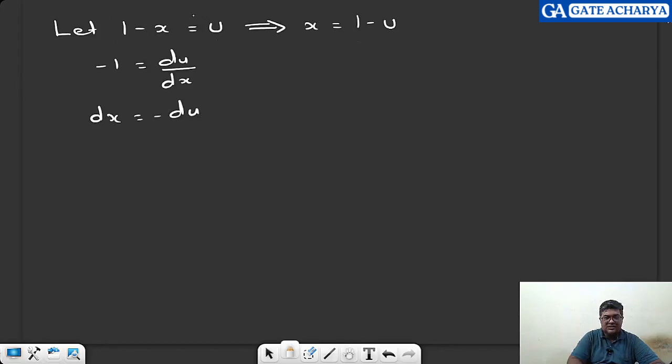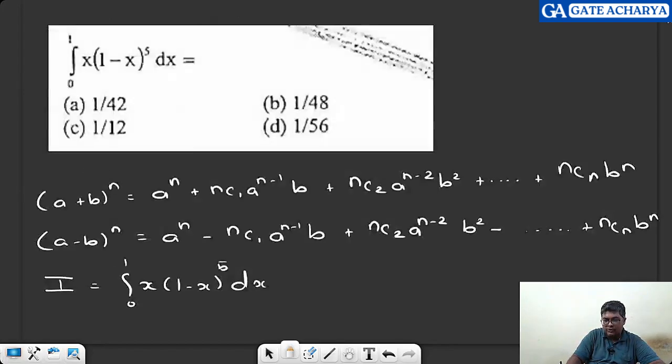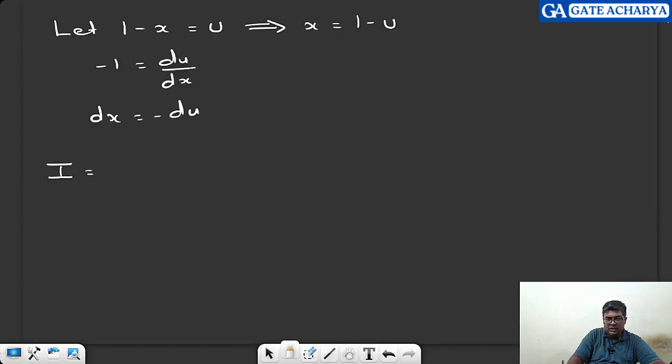1 minus u. Just rearrange it. Now, normally after this, people tend to change the limits, but I don't change the limits. I'll show you how I manage it. So I'll keep the original limit, which is 0 to 1.